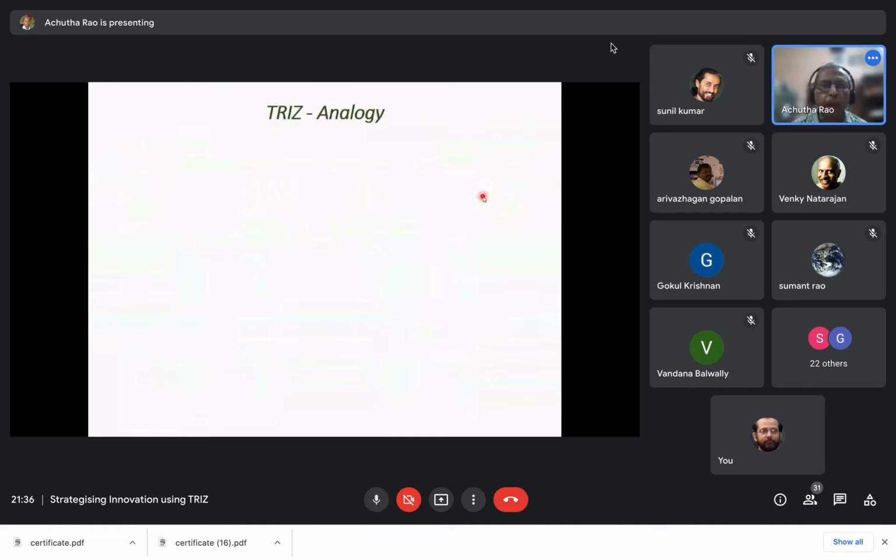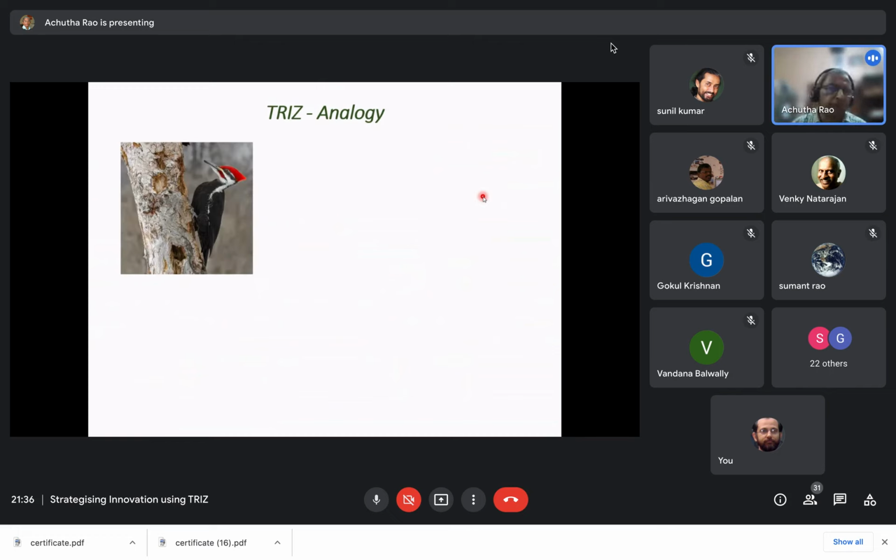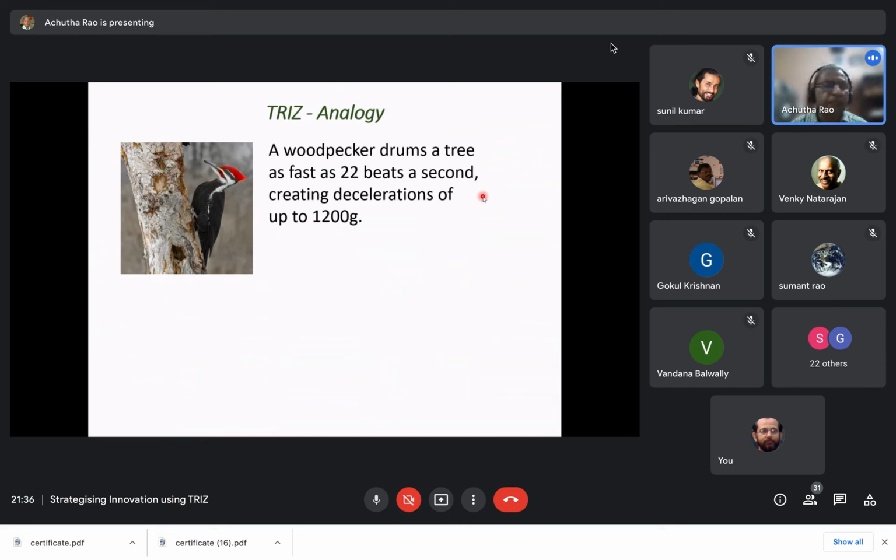So basically, TRIZ is nothing but an analogy. It's an analogous problem dating, which I hope most of you do in our work. So if you take a woodpecker, it's not biomimicry, just don't get confused about this. It's actually biomimicry or metaphor. They might look similar, but they are slightly different.